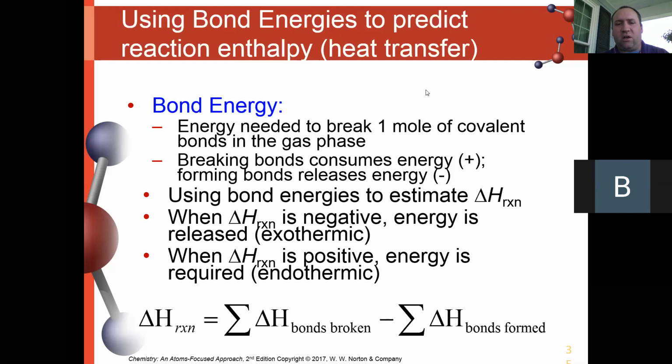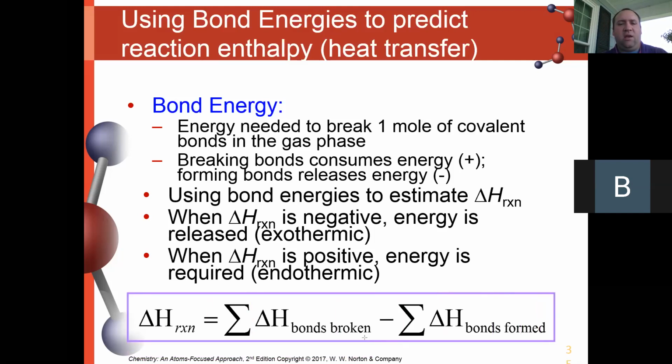And the equation here is that delta H, the enthalpy of reaction, is equal to the sum of all of the bonds that are broken in the reactants, and subtract from that all of the bonds that are formed in the products.